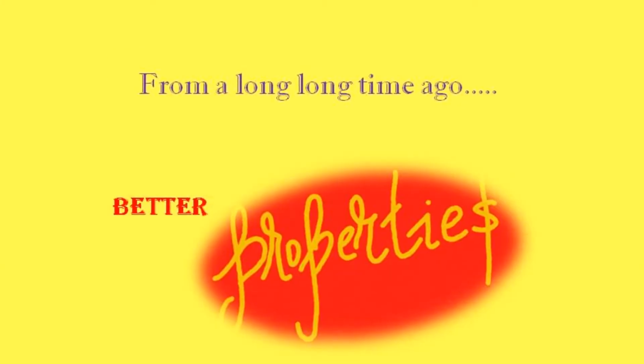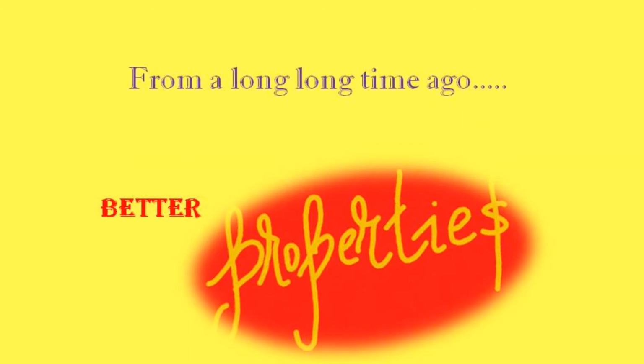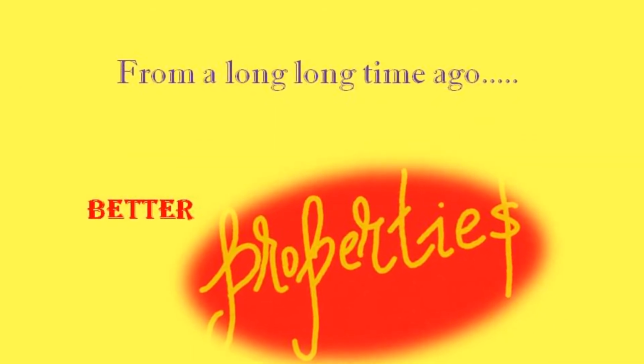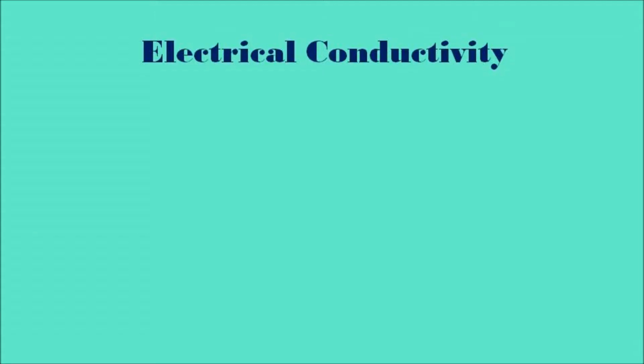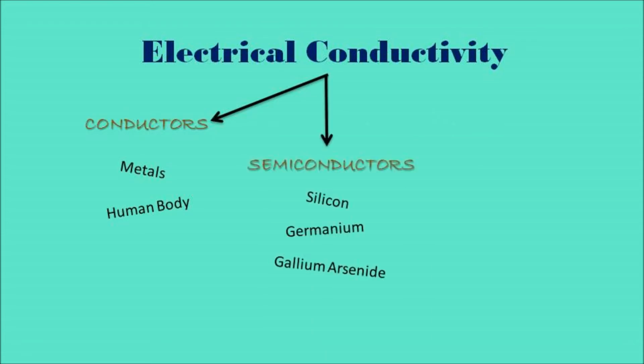Since a very long time, humans have been trying to create materials with better and better properties, studying them and making useful products out of them as our demands grow. Electrical conductivity is one such property. It is the measure of the ability of a material to conduct electricity. Based on electrical conductivities, materials are broadly classified into conductors, semiconductors, and insulators.